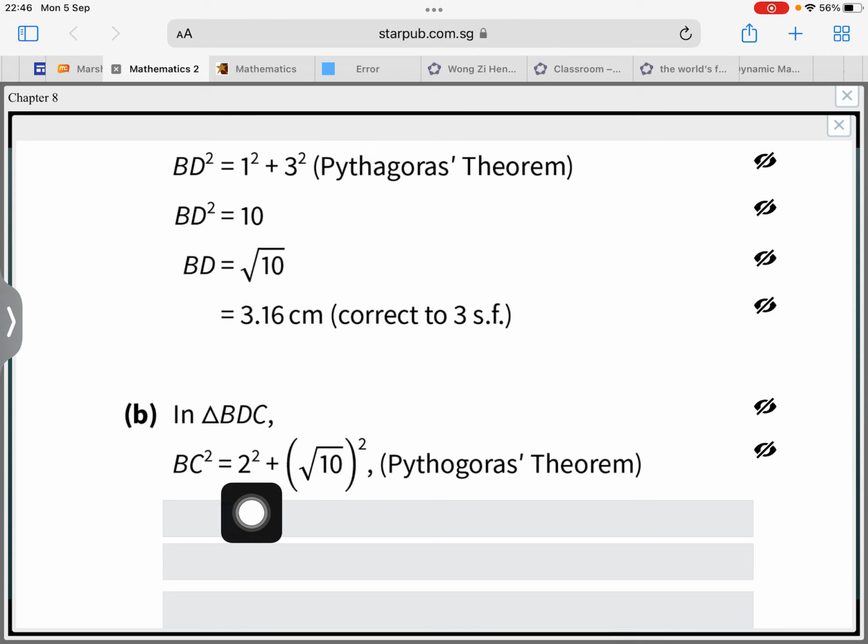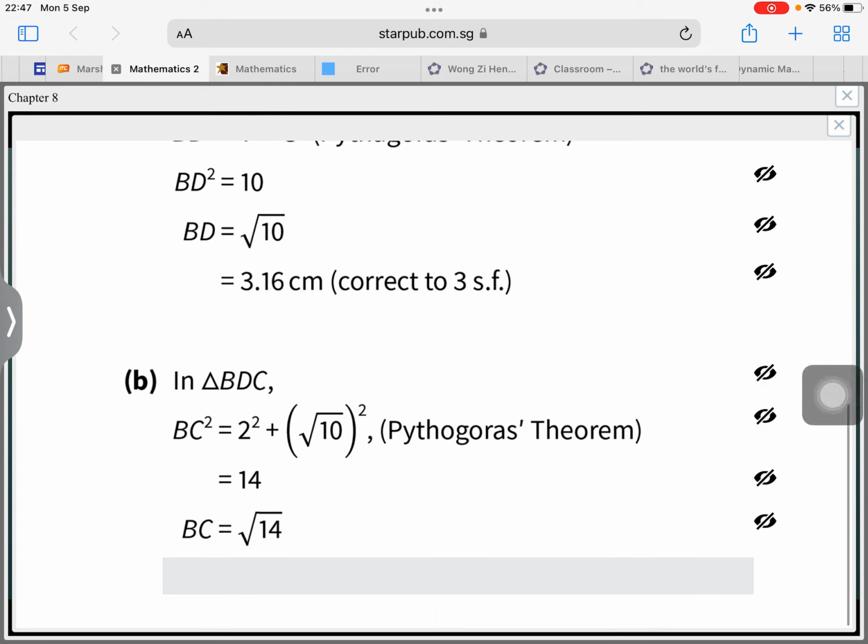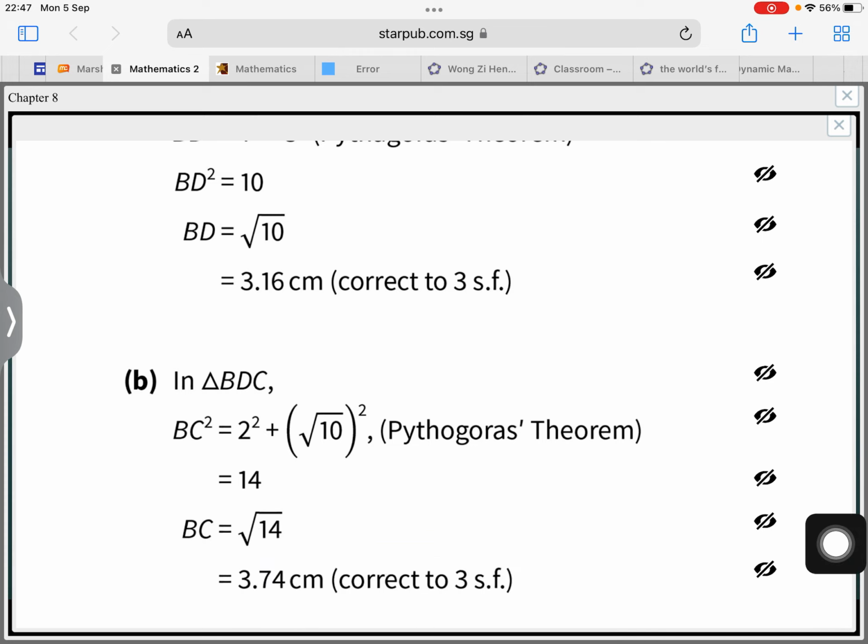So BC square equals to 2 square plus 10, so it's 14. Okay, so with that, BC square equals to 14, you take square root on both sides. Same thing, take note, BC equals to plus minus square root of 14. And of course, after you find the answer, BC will be equals to 3.74 cm. Make sure you have a bracket, reject negative 3.74.